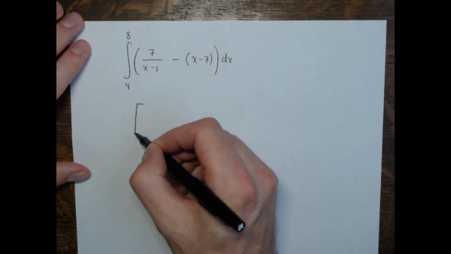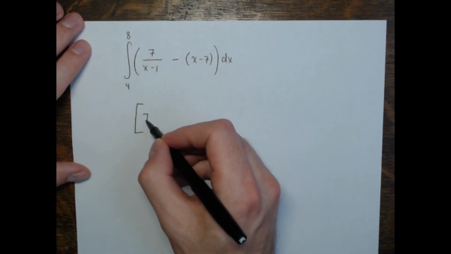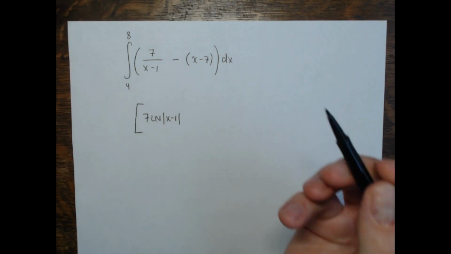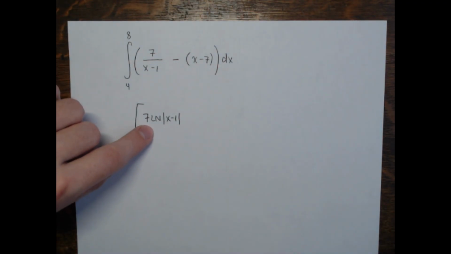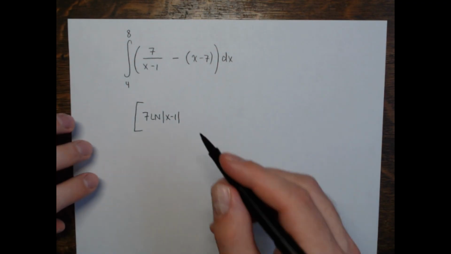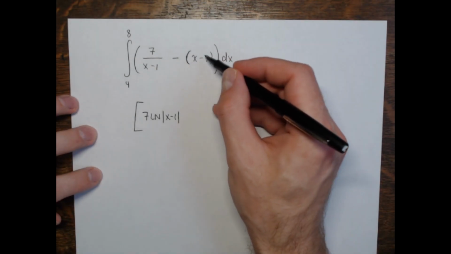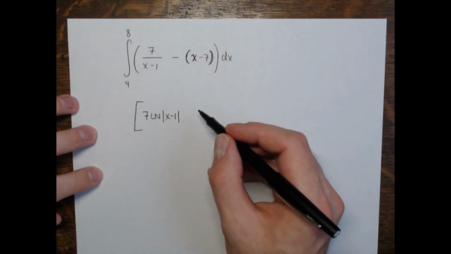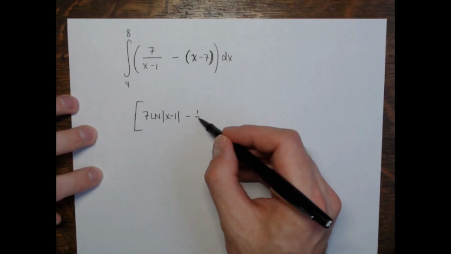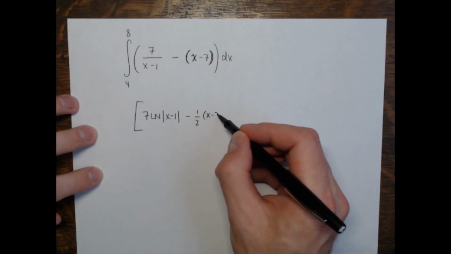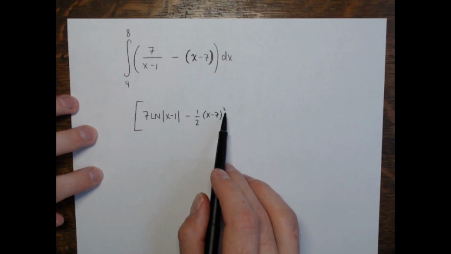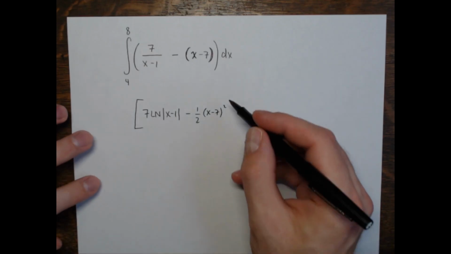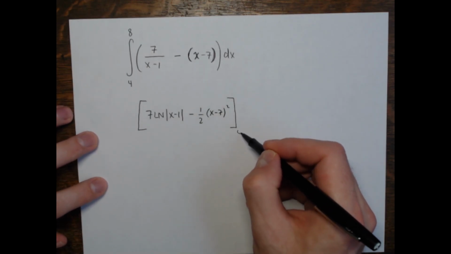So, fundamental theorem part 2. This first one is just going to be 7 times the natural log of the absolute value of x minus 1. Easy enough. Take the derivative of this, it'll be this. And then this, I can consider a linear as a whole here, with a coefficient of 1 on the x. So this is simply going to be minus half of x minus 7 squared. And again, you can take the derivative of this, chain rule and all that, and you're just going to get 1 times x minus 7. And we're going from 4 to 8.